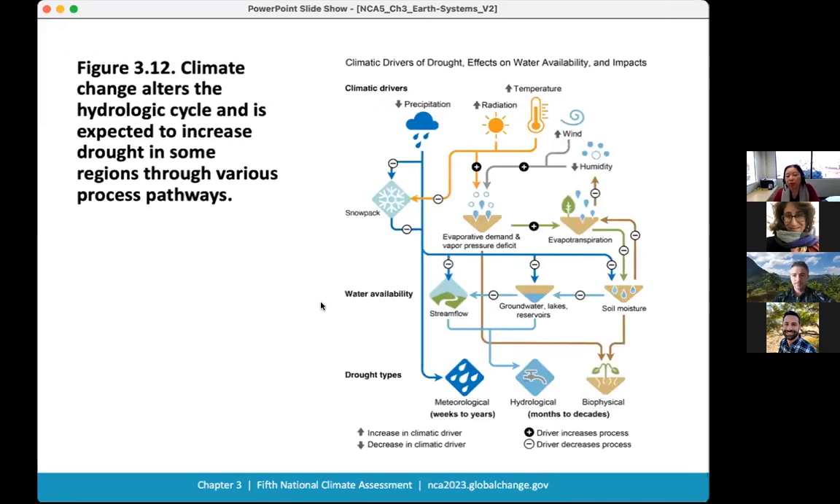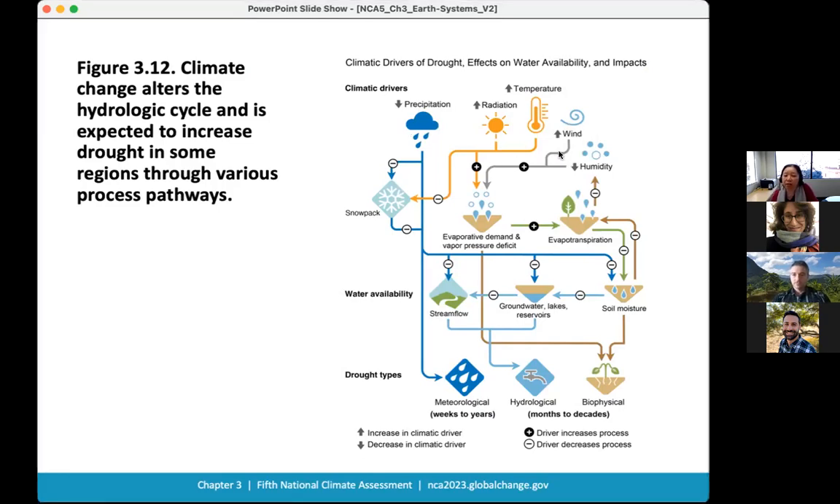So here I would like to show maybe two examples. The first example is about drought. Here we talk about the climate drivers of drought and how that ultimately can affect the three different types of drought that we usually use to denote drought condition. So climate drivers include precipitation, radiation, temperature, wind, and humidity. As we know, as climate warms, these are all going to be affected one way or another.